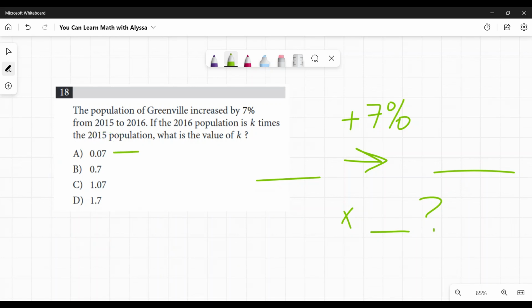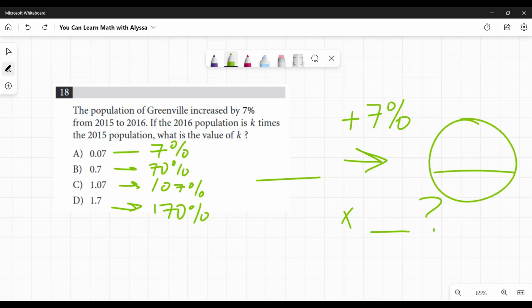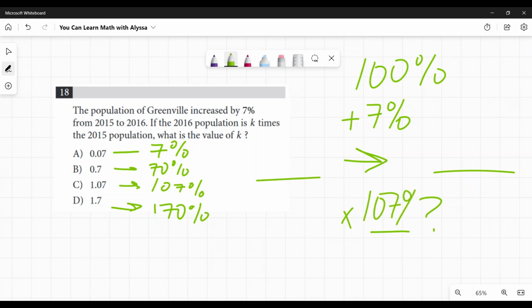So this represents 7%. This represents 70%. This represents 107%. And this represents 170%. This is one way to look at it. You're saying, okay, is this new value going to be 7% of the original? Well, 7% is less than a tenth. It's a small portion of the original. No, it's going to be the original and that extra 7%. So it's going to be the original, which is 100%, and then 7% more. It is going to be 107% of the original, which is C.